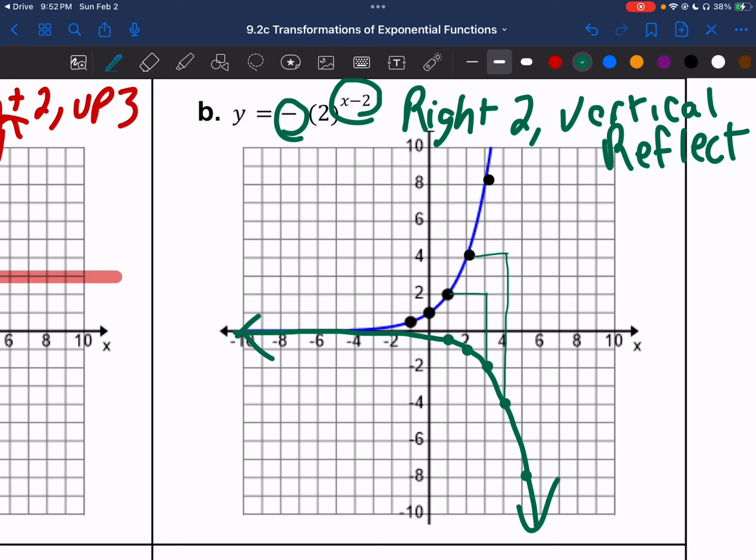So now, again, we draw our line in, and we see this reflection and shift to the right. Again, we have that exact same asymptote because we didn't actually shift up or down. We moved to the right instead. Okay.